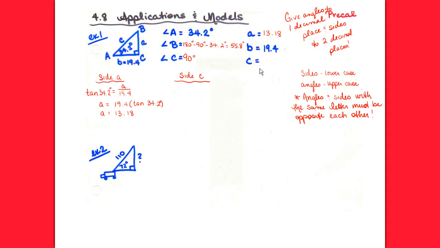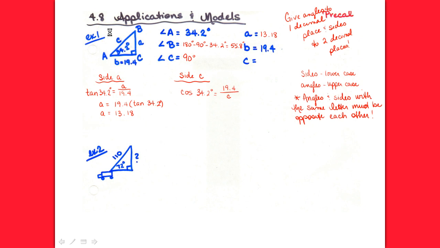If I'm trying to find little c, can I find that if I know angle A and little b? What would I use? Cosine, right, because I've got adjacent and I'm looking for hypotenuse. So I'm going to say the cosine of my angle is equal to the adjacent side, 19.4, over the hypotenuse c, which is what I'm trying to find. All right, c's in the denominator this time, so how do I find c?